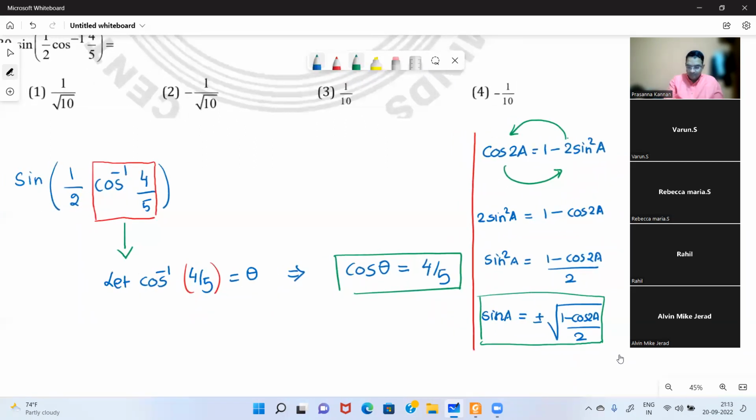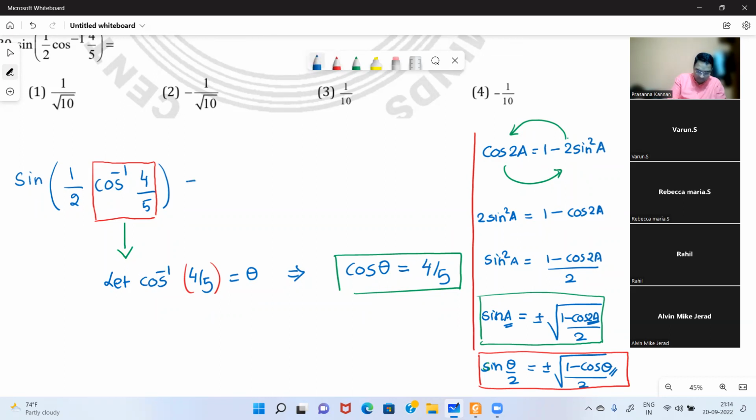Suppose this 2a is equal to theta. If you are having 2a, then here you are only having a. So if you are having theta, then here it will be theta by 2. Clear? Yes, sir. It's called submultiple angles. Okay, fine.